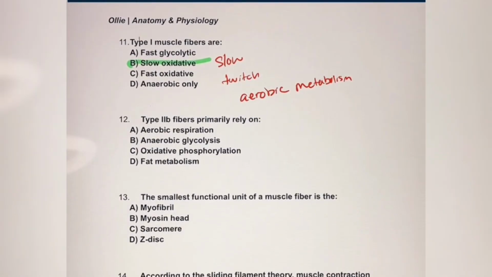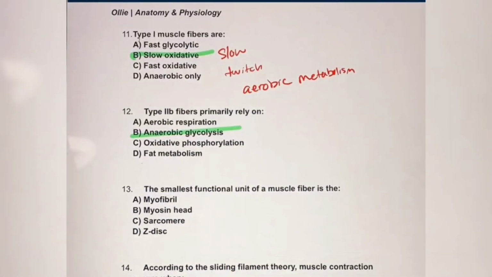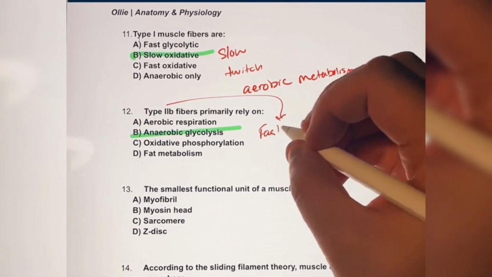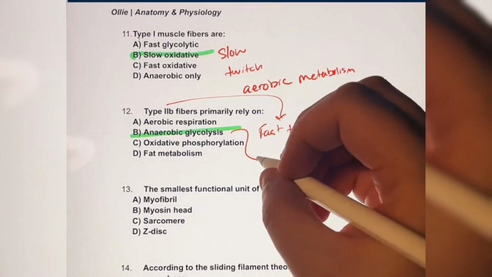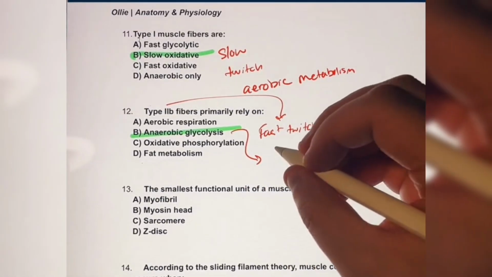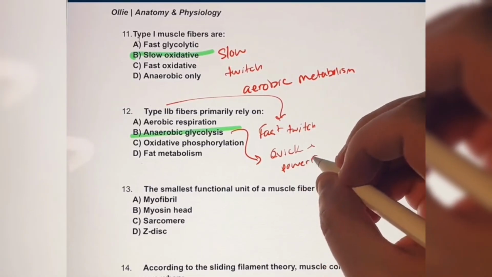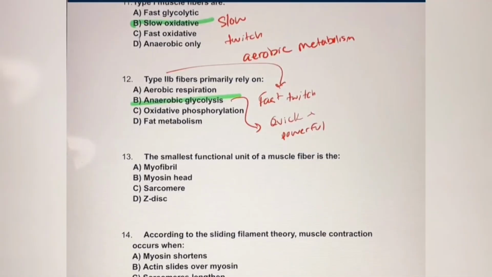Number 12, type 2B fibers primarily rely on what? A, B, C, or D for this one? What do we think? The answer is B. It's anaerobic glycolysis. Our type 2B are our fast twitch fibers. Because it's anaerobic, this is going to be more quick, powerful contractions, but they fatigue very quickly.